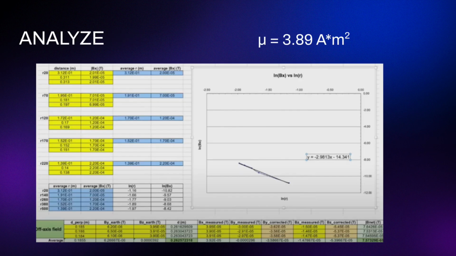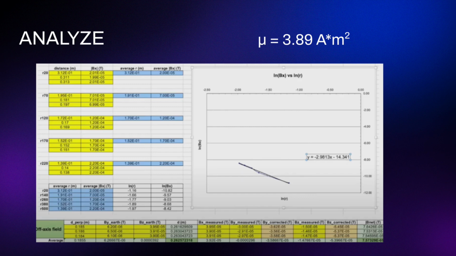This is the data for the on-axis scenario. To the left, we have the distance measurements for different magnetic field strengths, and on the right, we have the linearized plot of the averages based on our distance dependency formula, and the equation of the line of best fit, so we can determine the variables n and k. Now that we know n and k, we can solve for the magnetic dipole moment mu, which is found to be 3.89 Am squared.